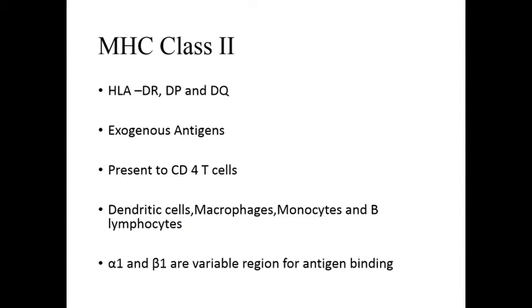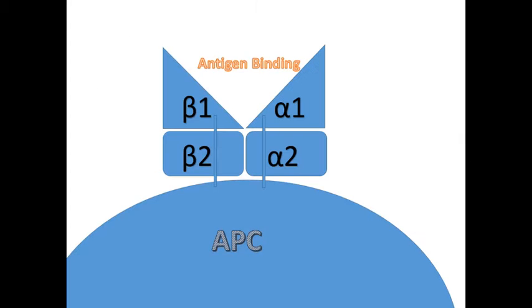Now coming to MHC class 2. MHC class 2 is formed by HLA DP, DQ and DR, and they recognize the exogenous antigens and present these antigens to CD4 T cells. And I have already mentioned the dendritic cell is the best among them, though macrophages, monocytes and B lymphocytes can also function as antigen presenting cells. And in the case of MHC class 2, alpha 1 and beta 1 form the variable region, as seen in this image. The alpha 1 and beta 1 subunits form the antigen binding variable region.